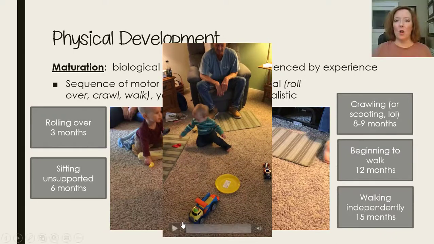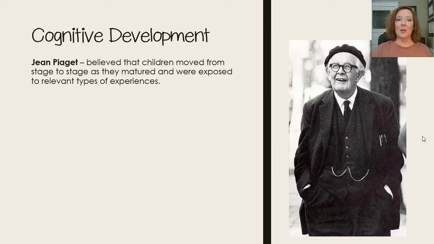And they are usually walking independently, running independently by about 15 months. Okay, so let's now talk about cognitive development. One of our big theorists in this section is Jean Piaget. He believed that children moved from stage to stage as they matured and were exposed to relevant types of experiences.